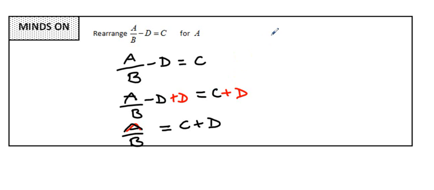Well, now we have the problem that a is being divided by b, and so the opposite operation of division is multiplication. So we are going to multiply both sides of this equation by b in order to get rid of the divided by b part. So here's b times a over b is equal to b times this whole thing, which is just c plus d.